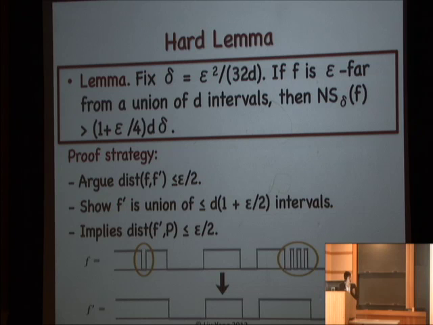Because f has low noise sensitivity, we know that this function f prime isn't too far from the original function f. But again, because of low noise sensitivity, we also know f prime is a union of at most d times (1 plus epsilon) over 2 intervals. And the way we show this implies f is within epsilon of some union of the intervals. So functions with low noise sensitivity are close to a union of the intervals, or conversely, functions far from a union of the intervals all have high noise sensitivity.